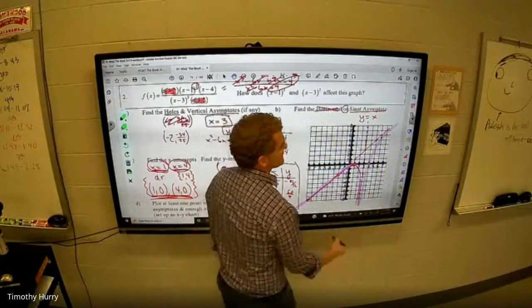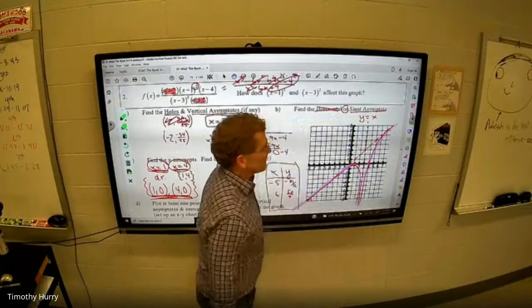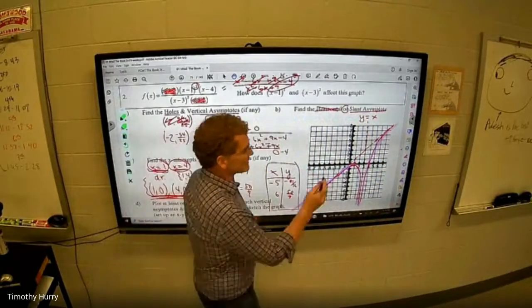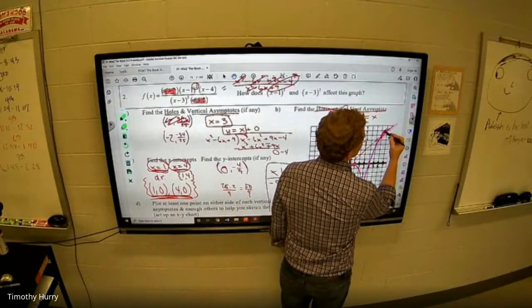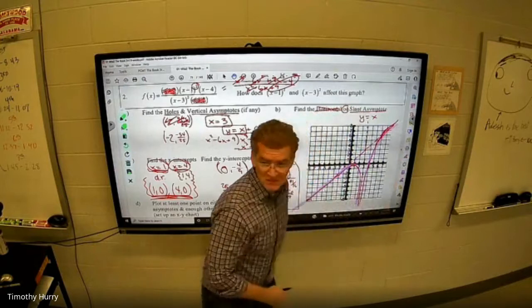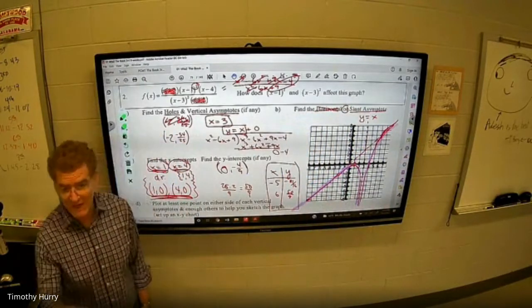So again, that's the idea. Follow this out, follow that down. Is there a chance that this curve right here actually crossed the slant and then followed it in from the top? It's possible. You can cross slants. You can cross horizontals. You just can't cross verticals.